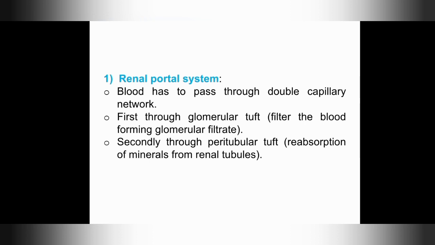One network is the glomerular capillaries. Its function is filtration of the blood and forming the glomerular filtrate or the urine. Second, that blood is also passing through the peritubular capillary, and it is not simply going through a pipe. No, it also has other functions. One function is reabsorption, another function is secretion. So the blood has to pass through two types of capillaries. One is the glomerular tuft, its function is filtration. Second one is the peritubular capillaries, its function is reabsorption and secretion. That is the one peculiarity of the renal portal system.